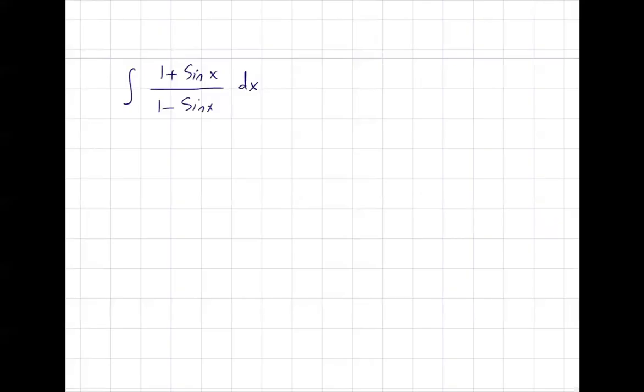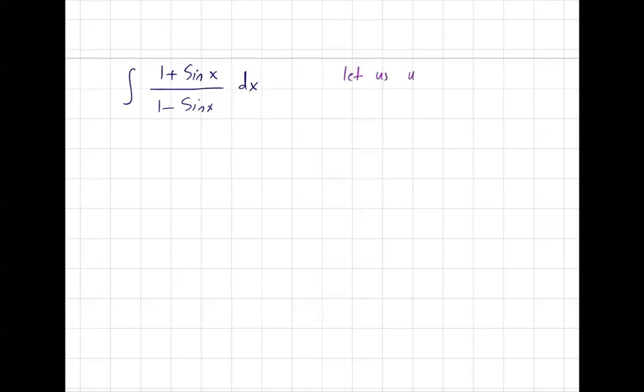We want to calculate this integral. You have 1 plus sine x divided by 1 minus sine x, and you want to know what is the integral with respect to x. So u sub doesn't work here. Partial fractions doesn't work here. Let us try to get rid of the denominator.